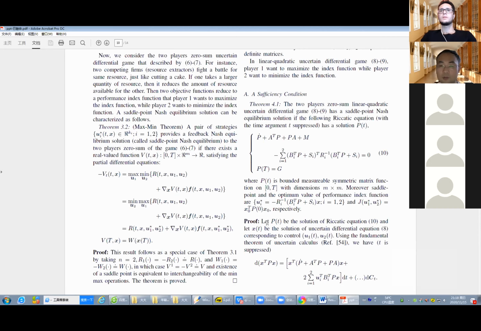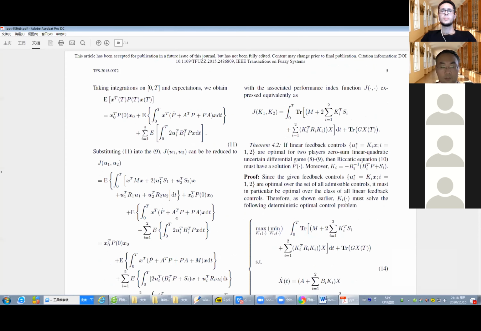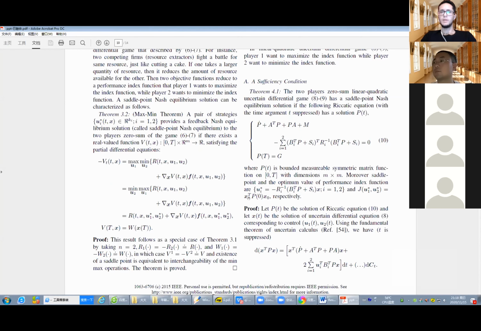The difference is this. In the stochastic case, we use the Wiener process. But in an uncertain differential equation, we use the Liu process. Look at the model.